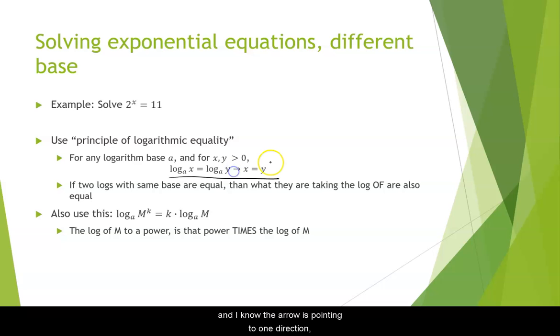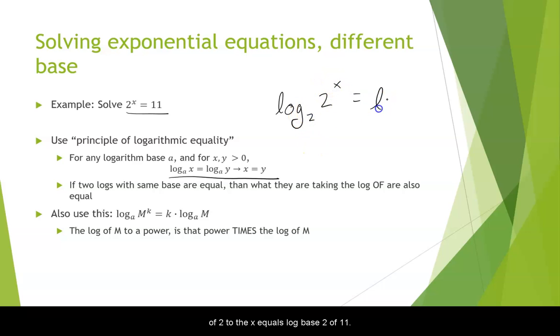I know the arrow is pointing in one direction, but it should also point the other. So if we have an equation, if x equals y, then the log base a of x equals the log base a of y. Basically, this means that if we have an equation like this, we can just take the log of whatever base we feel like. Log base 2, for example, of 2 to the x equals log base 2 of 11.